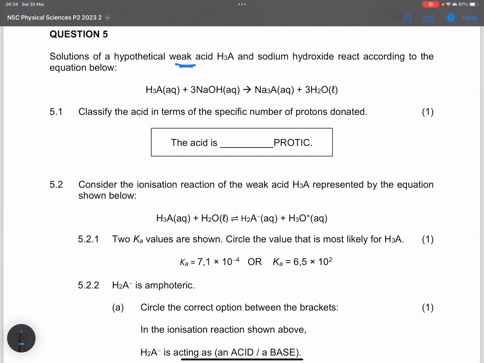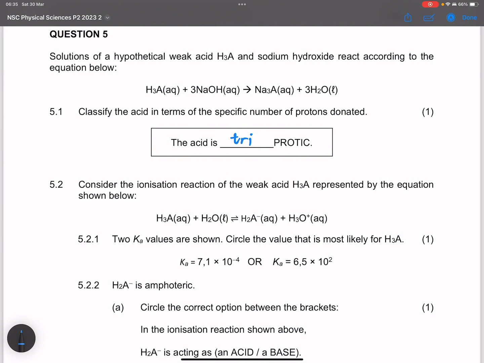They say classify the acid in terms of the specific number of protons donated. I want you to note in this case, this acid actually has 3 protons in it. So therefore the acid is going to be triprotic. Okay, so it's going to be a triprotic acid. They say consider the ionization reaction of a weak acid H3A represented by the equation below. So there's that equation that they've given us.